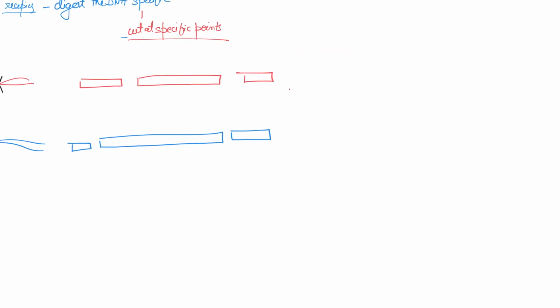Now, what do you do with these DNA fragments? You can't see DNA, right? They are fragments of DNA, they are molecules. You can't see the molecules. So you make them run. How do you make them run?